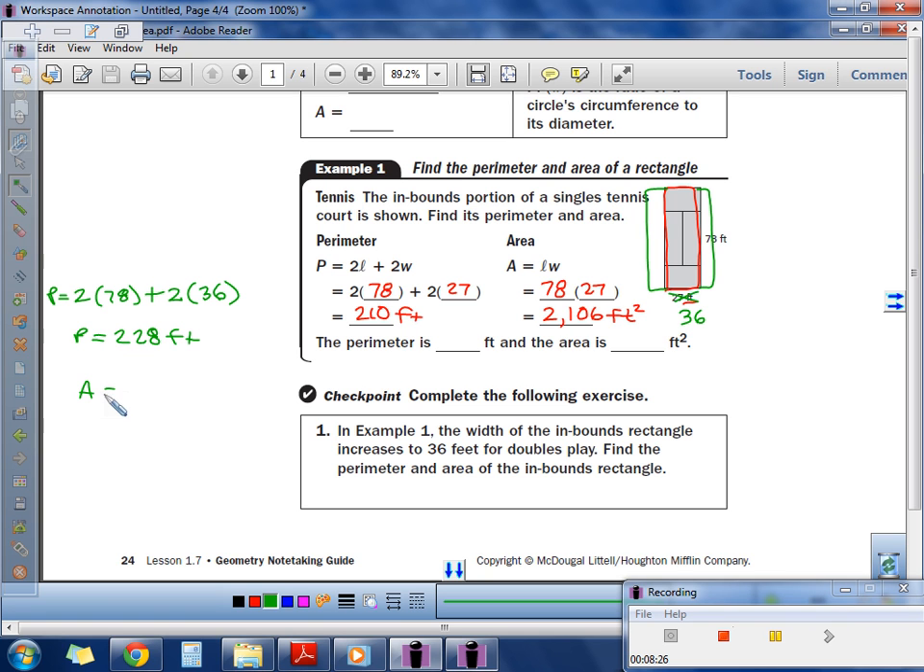Area is going to be very simple. 78 times 36. 2,808 feet squared. Make sure to have your units. I will be very particular on that.